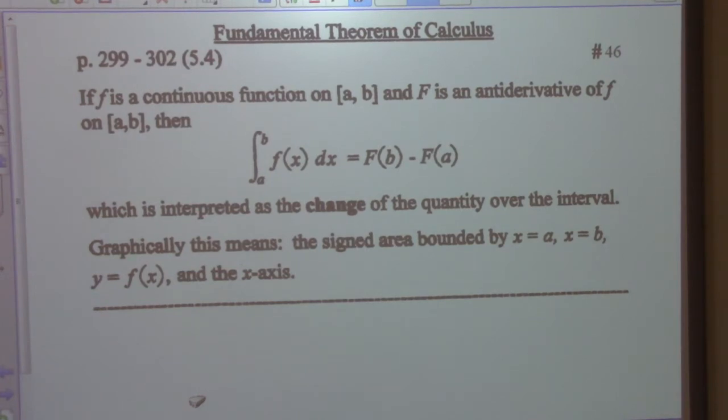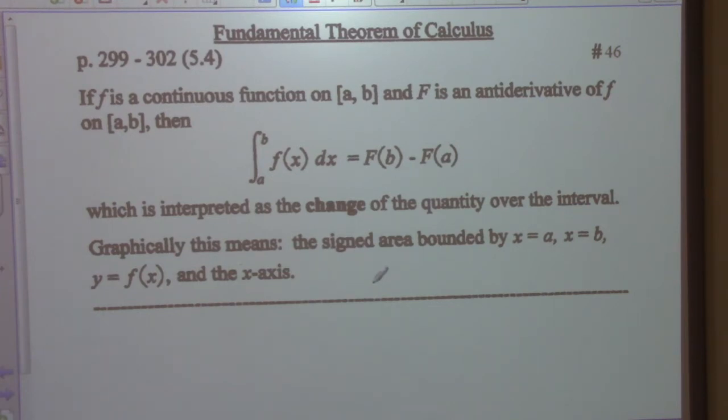We started talking about the fundamental theorem of calculus, which is appropriately the biggest thing in calculus. This is some of the notation. If you have a function, small f of x dx, this is defined to be big F of b minus big F of a, which is the change in quantity over the interval.